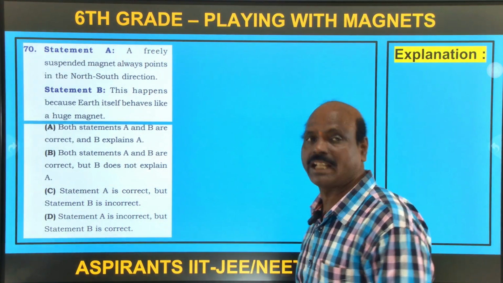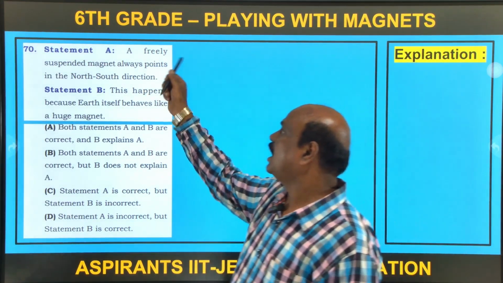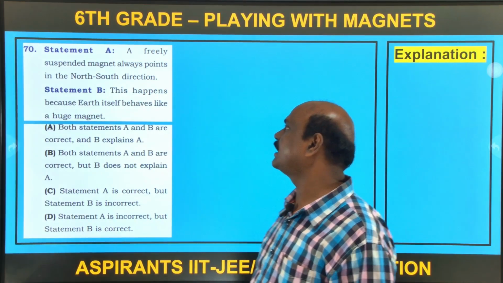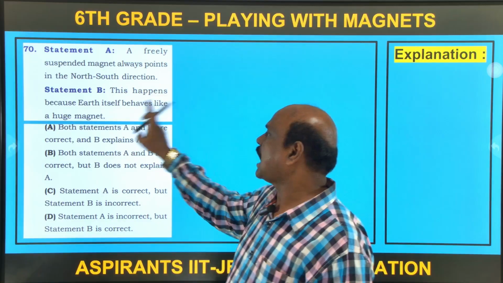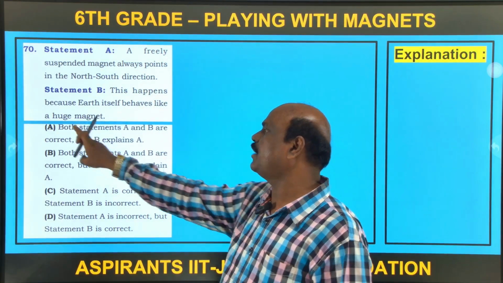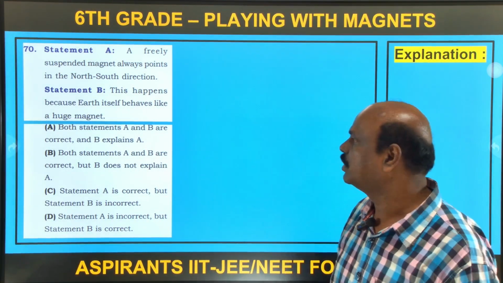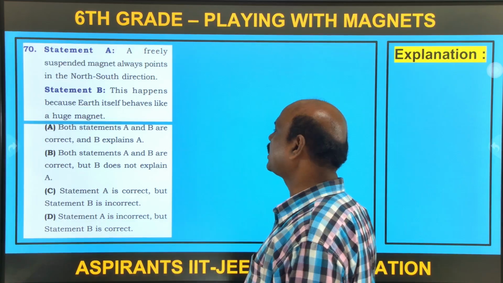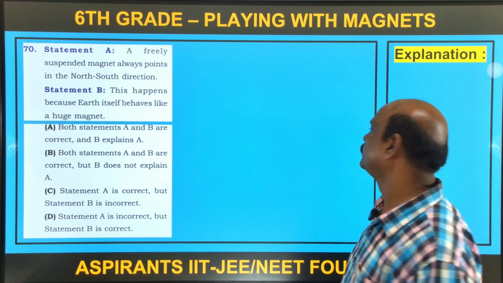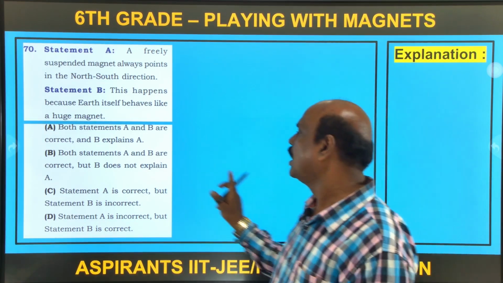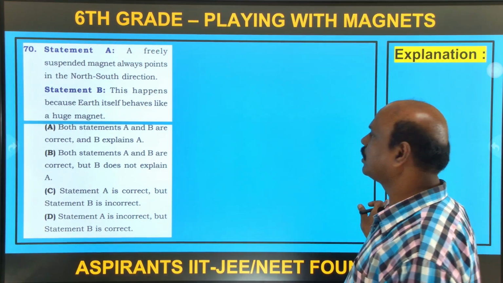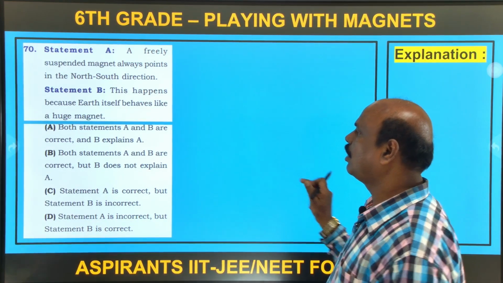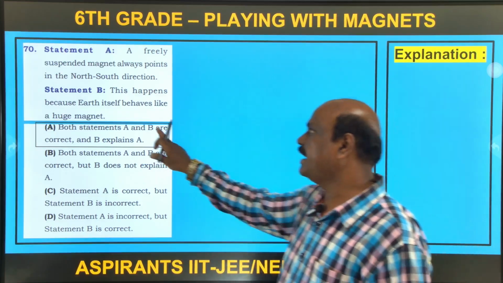Next, statement type questions. A freely suspended magnet always points in the north-south direction. It is a true statement. This happens because Earth itself behaves like a huge magnet. Yes, it is also true. So, both the statements are true, and we can take B as explaining A also. So, option A is correct.